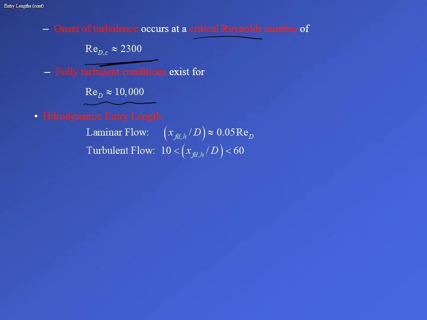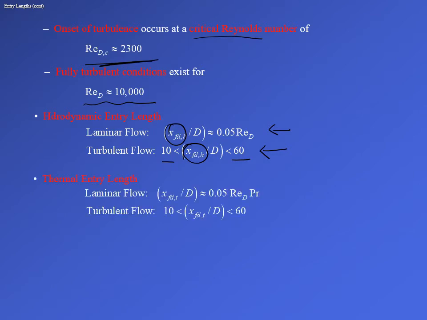Now the hydrodynamic entry length, where hydrodynamic means the velocity boundary layer. For laminar flows, the size of the developing region is given using this relation, and for turbulent flows, the size of the developing region divided by the diameter is somewhere between 10 and 60. Similarly for thermal entry lengths, the size of the developing length, or the entrance length, is given using this relation. We also have a Prandtl number now. But for the turbulent flow situation where the Reynolds number is more than 10,000, the thermal entry length is between 10 and 60.